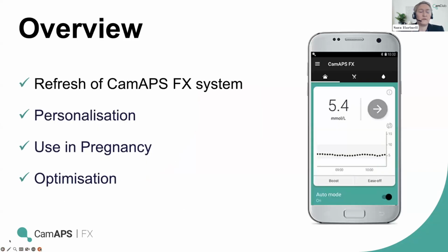So I'm going to take you through just a really brief refresh of the system. Then we're going to interchange, and Candice is going to go through personalization. I'll then go through the use in pregnancy, and then we've got some case studies to go through some optimization.